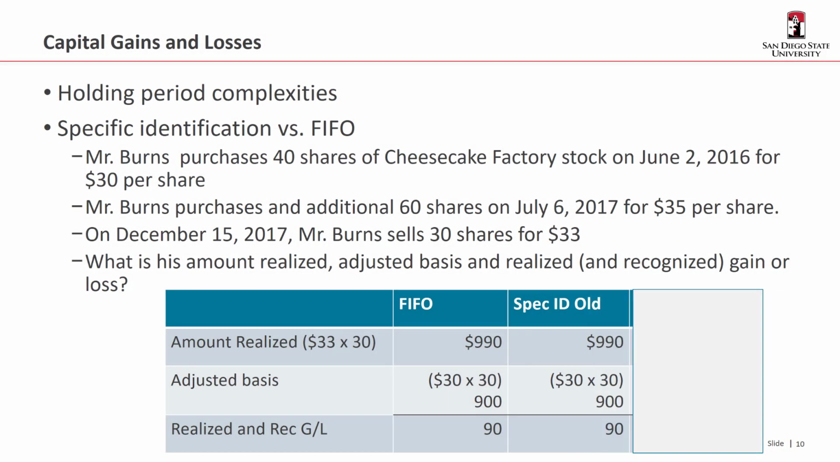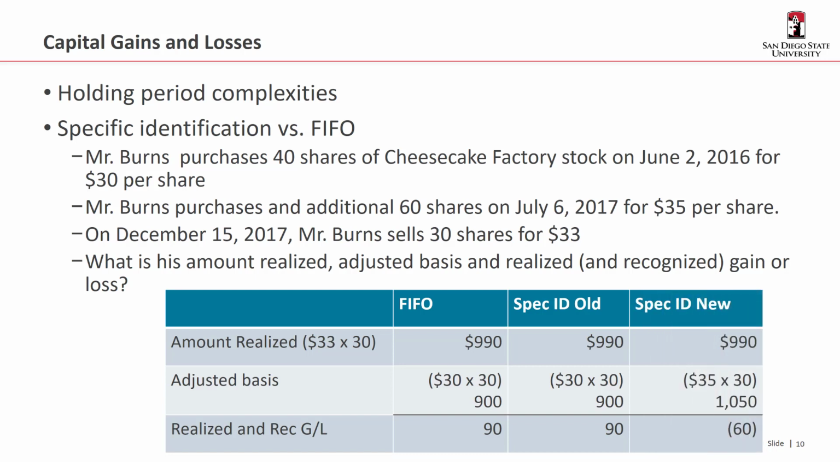That excellent was excellent. If we do specific identification and we choose the oldest shares, then we're going to get the exact same result, right? Because the oldest shares are first in, first out. If, on the other hand, we choose specific identification and we choose the newest shares, then you can see that actually what happens is our adjusted basis is increased because those shares were purchased for $35 a share. 30 times 35 is 1,050, and Mr. Burns actually ends up with a short-term capital loss of $60 in this situation.